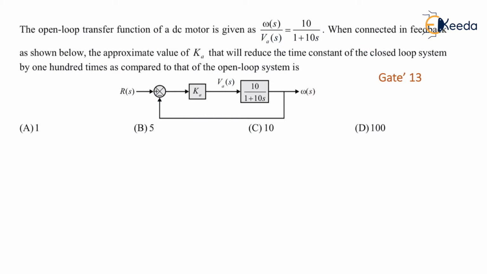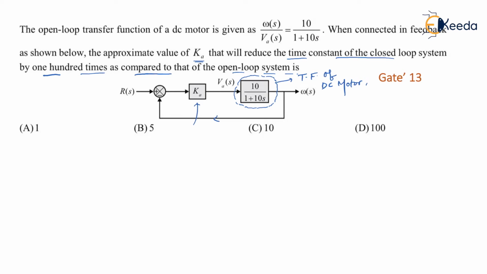The open loop transfer function of a DC motor is given as W of S upon VA of S. Look at this, this is nothing but the transfer function of a DC motor. Fine, let's move ahead. When connected in feedback as shown, as you can see, it is a unity feedback. The approximate value of Ka that will reduce the time constant of the closed loop system by 100 times as compared to that of the open loop system is.